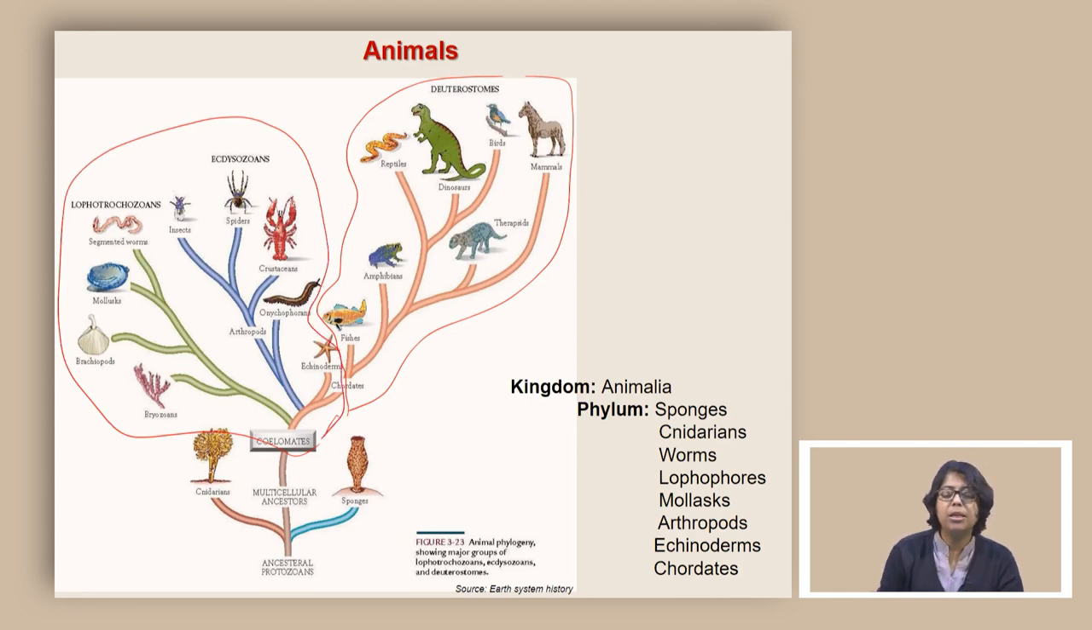Again, this is not really a proper classification in terms of the characters, but this is a way to remember the animals relatively quickly. So these would be part of the vertebrates, and this would be part of the invertebrates. Now let us take a look at how these groups differ.